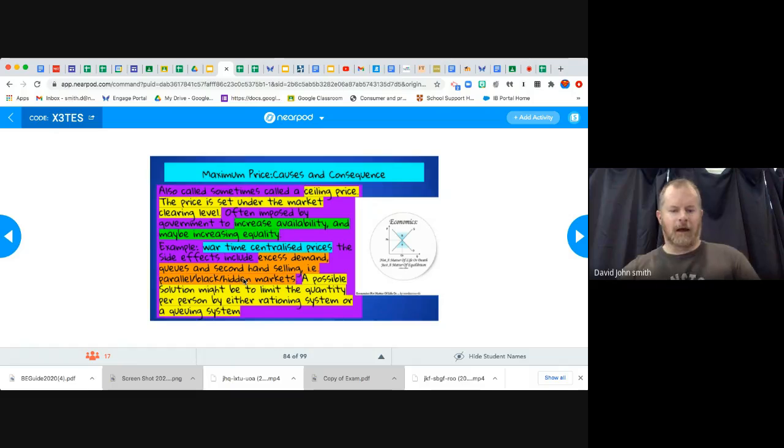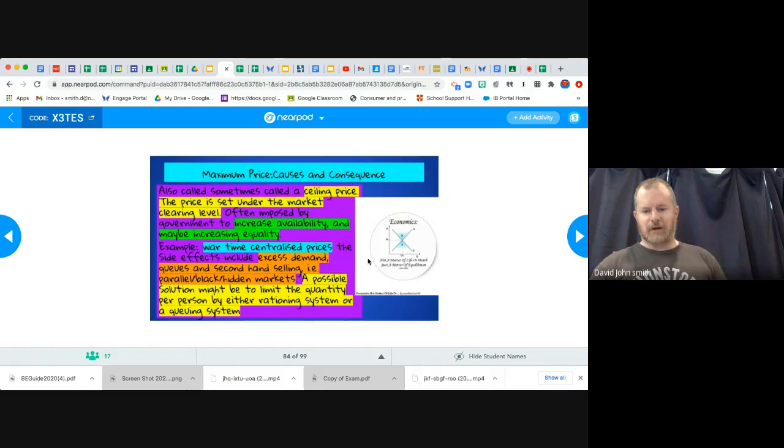A possible solution to the excess of demand that gets built up would be to limit the quantity per person that they're allowed of this particular product, to use rationing systems, or to have some sort of queuing system. This does happen. It has been tried by governments all around the world, particularly during wartime, where there is an increased level of scarcity, and sometimes that scarcity is about the necessities, the basic goods that you need to survive. So that's a maximum price. It can't go above the ceiling.